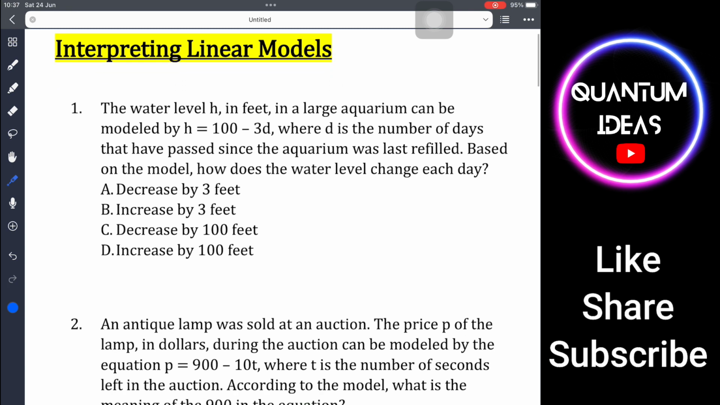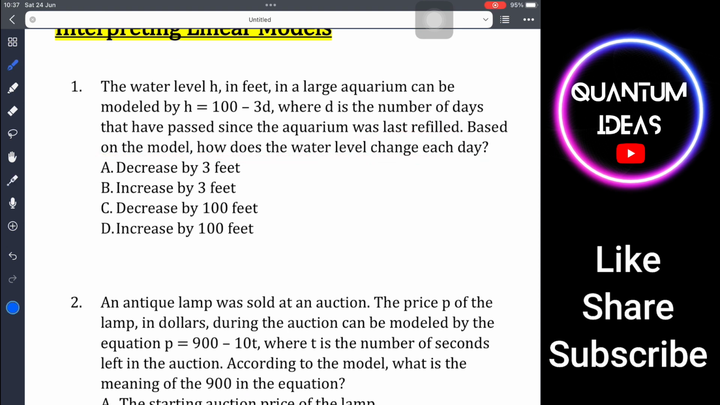So let's get started. Number one, the water level h in feet in a large aquarium can be modeled by h equals 100 minus 3d, where d is the number of days that have passed since the aquarium was last refilled. Based on the model, how does the water level change each day? So we have been given a linear equation, that is h equals 100 minus 3d.